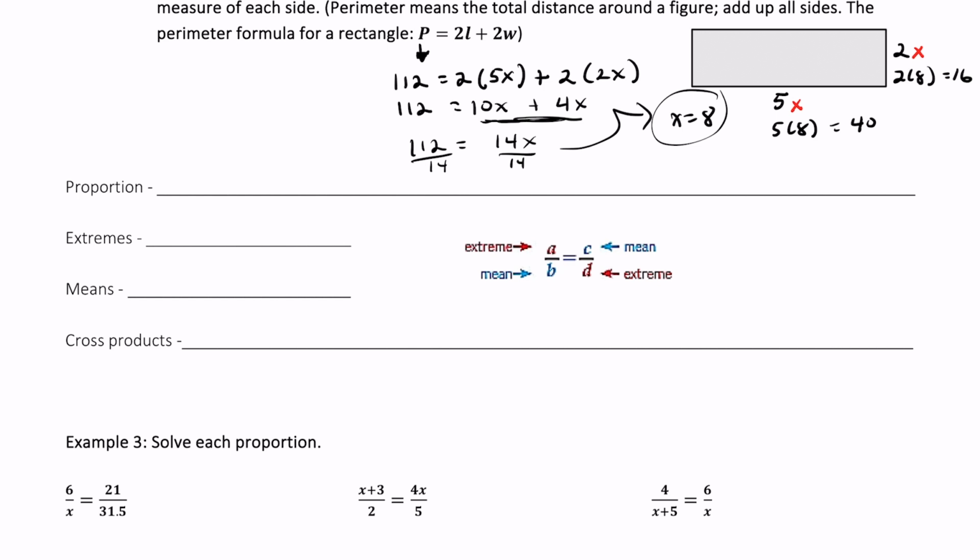So now what we're going to do is we're going to look at more vocabulary words. Starting off with a proportion. A proportion is an equation stating that two ratios are equal. And let me give you an example of what that means.